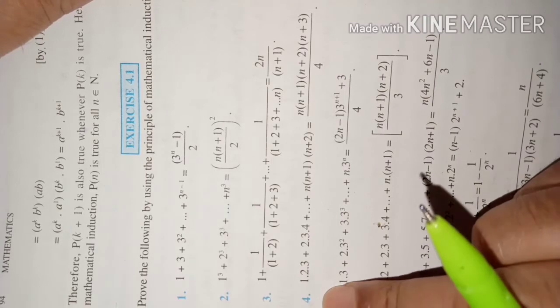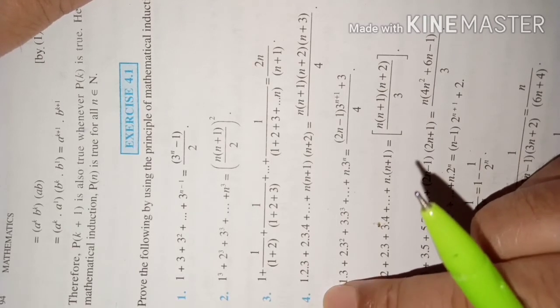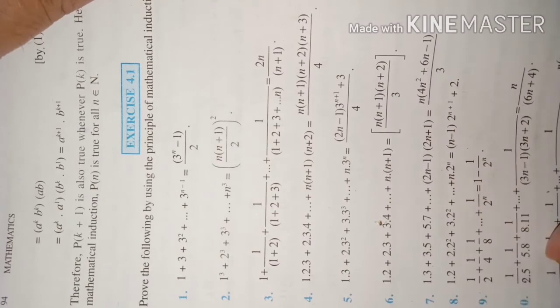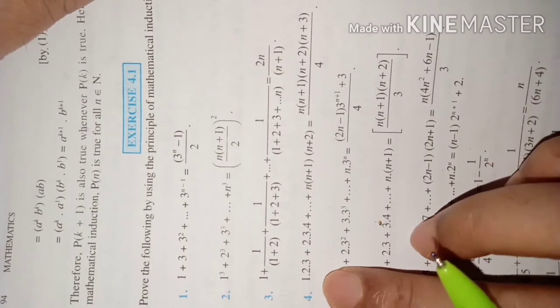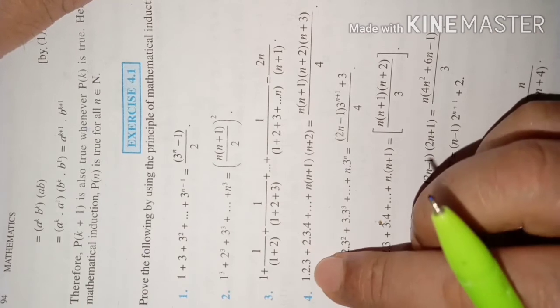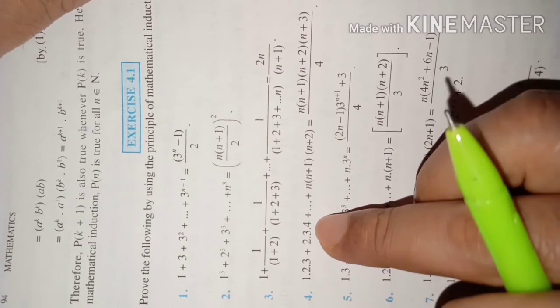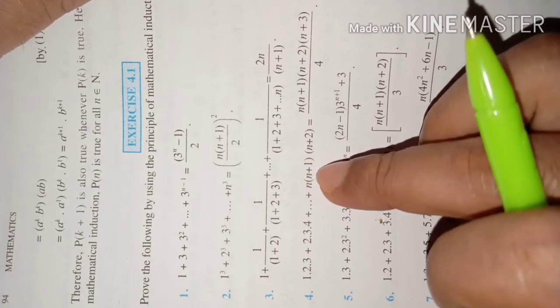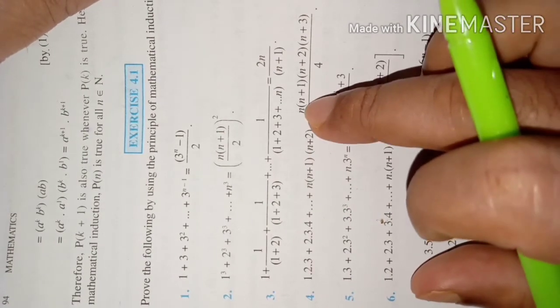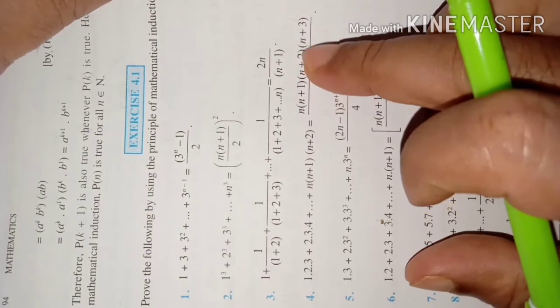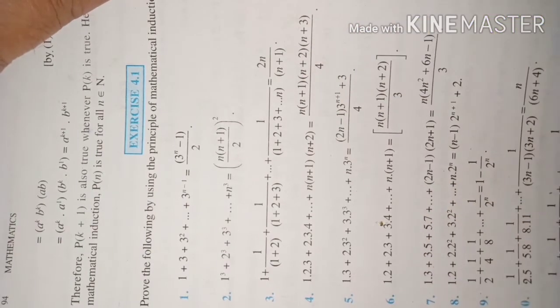Now I am taking question number 4. We'll go through some of the questions here, which are very essential to know. Question number 4: 1 into 2 into 3 plus 2 into 3 into 4 plus ... plus n into n plus 1 into n plus 2 is equal to, we have to show it as, n into n plus 1 into n plus 2 into n plus 3 by 4. Let us see.